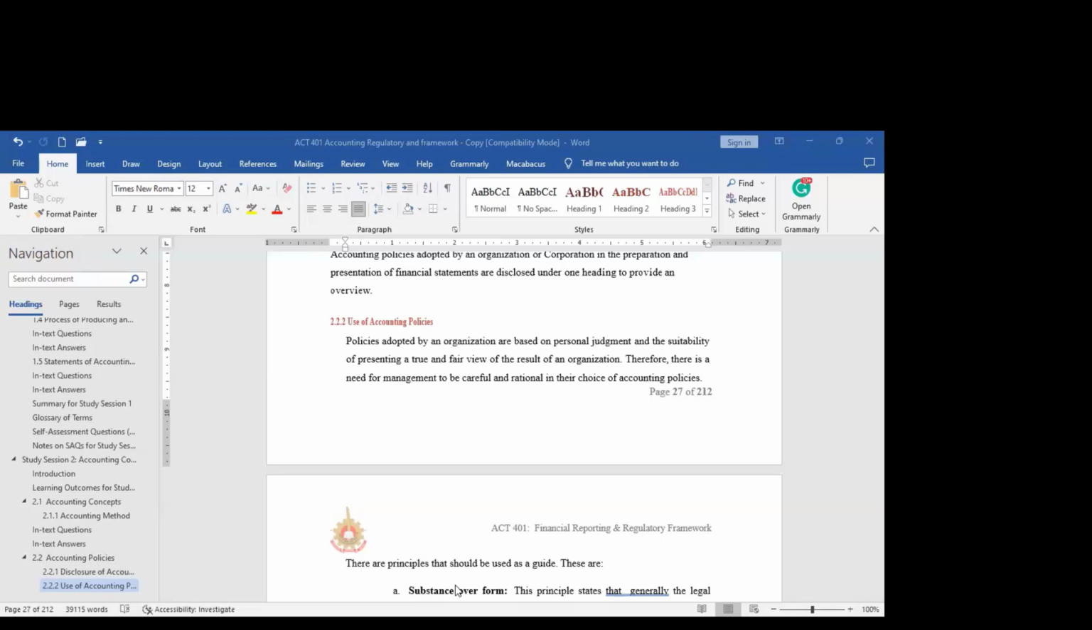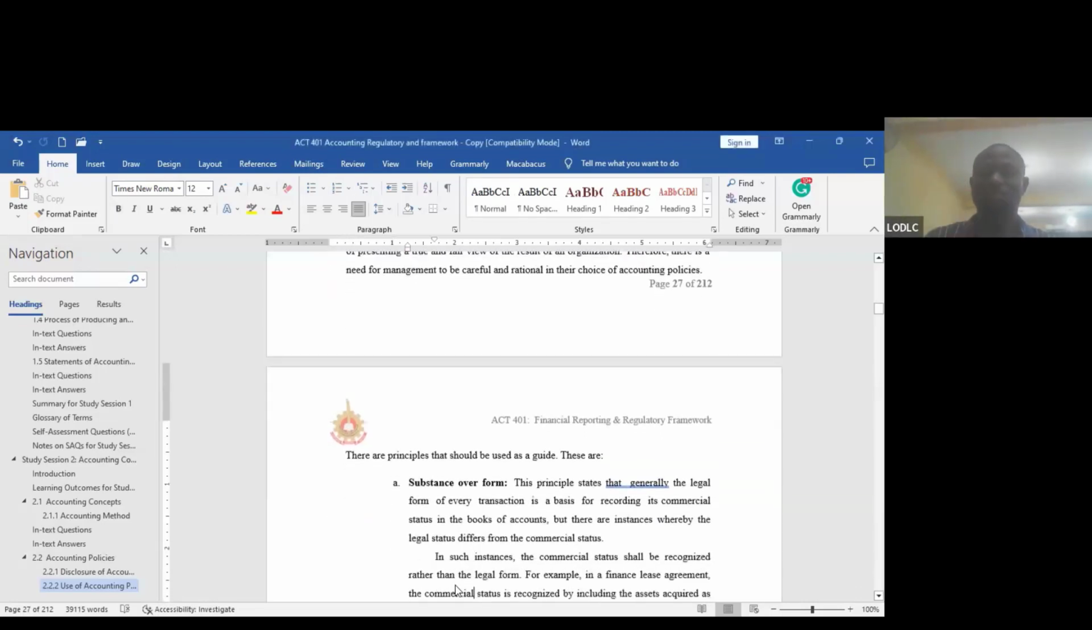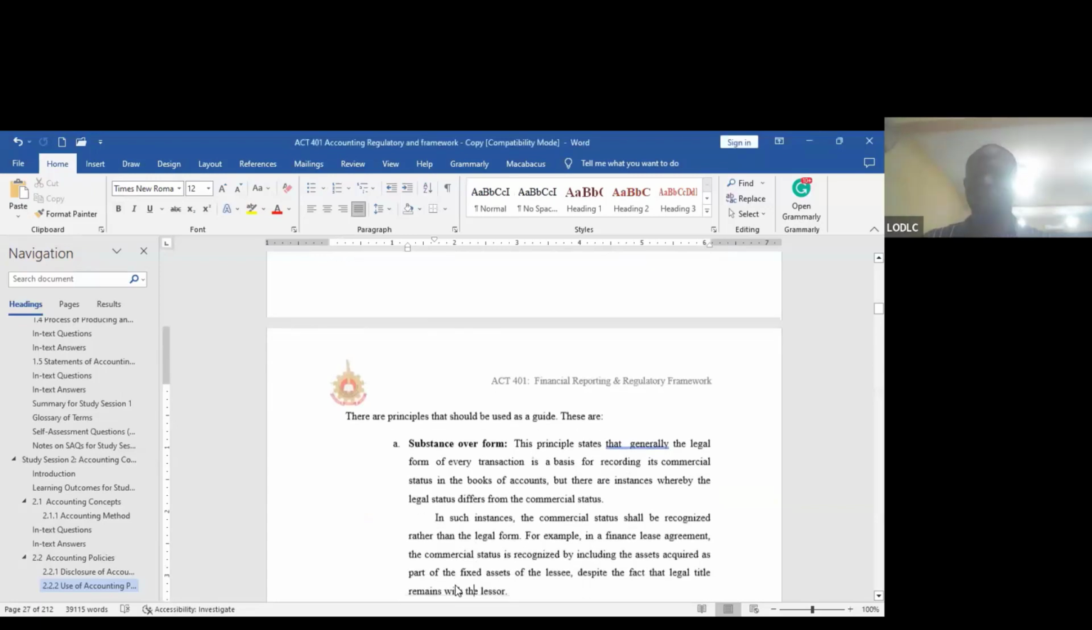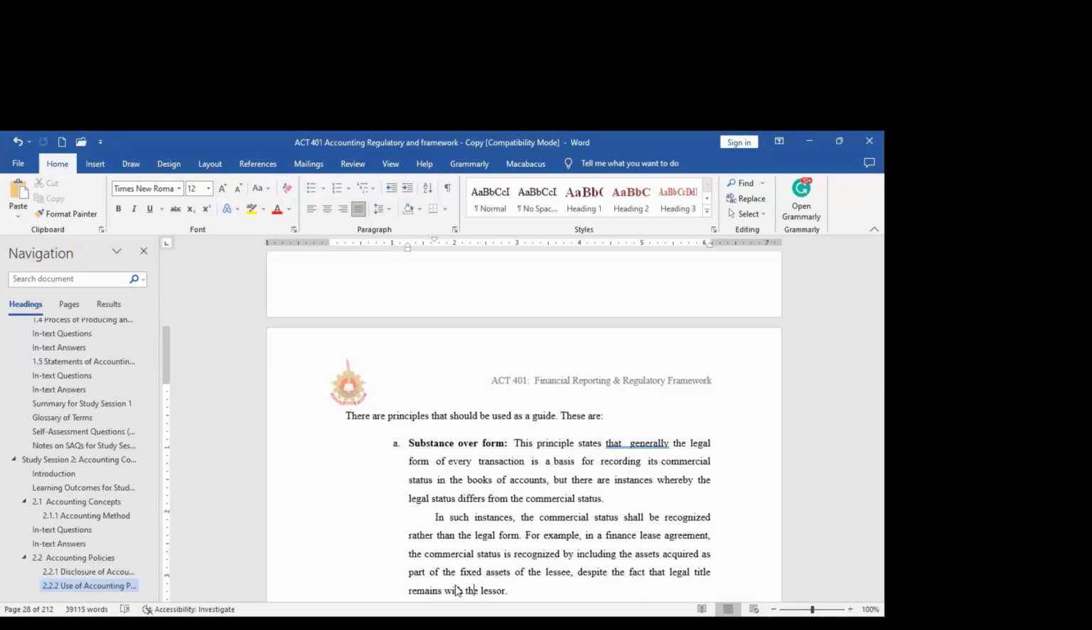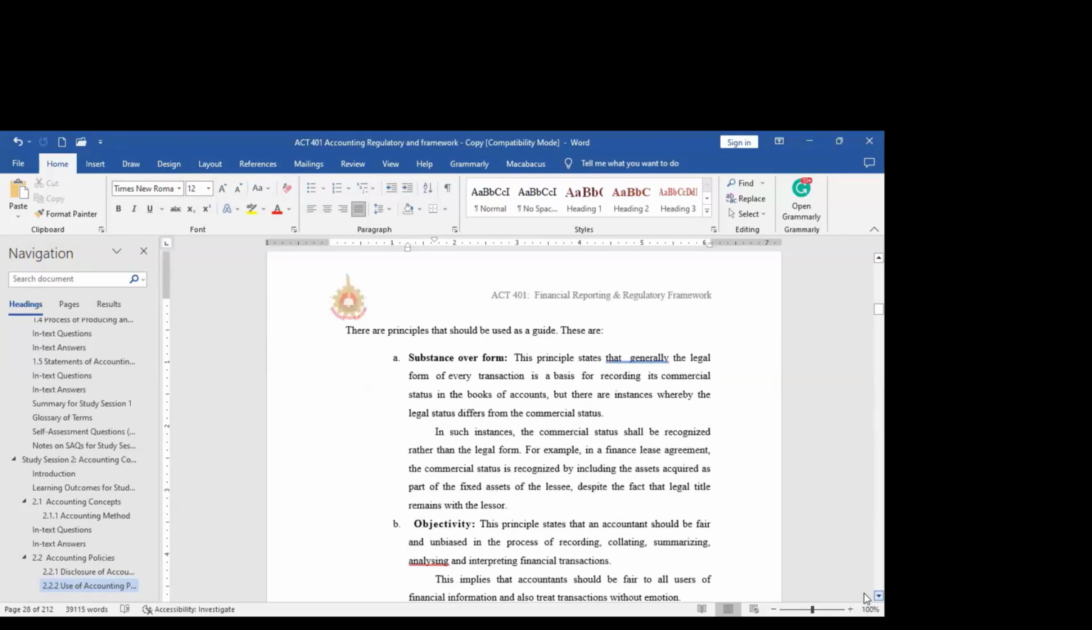One of the principles that we are talking about here is substance over form. This principle states that generally the legal form of every transaction is a basis for recording its commercial status in the book of accounts. But there are instances whereby the legal status differs from the commercial status. So substance over form tells us that transactions should be recorded using the commercial status rather than the legal status.